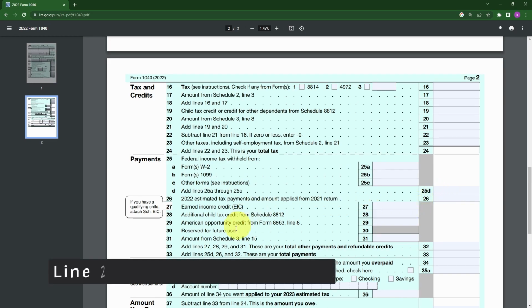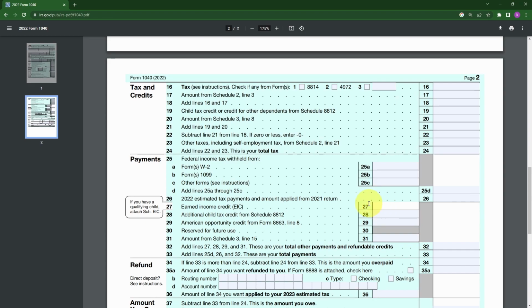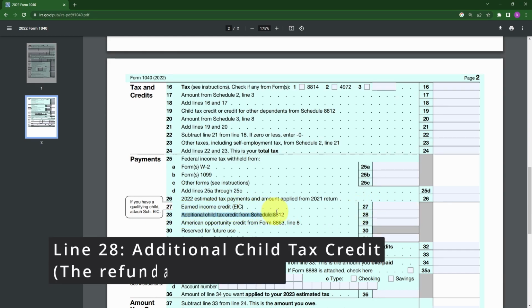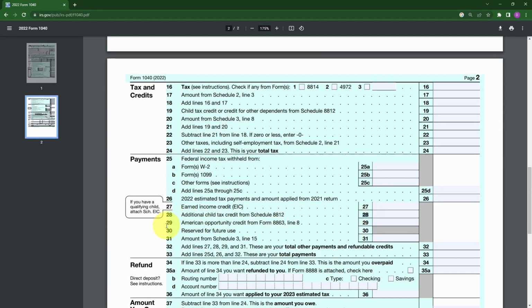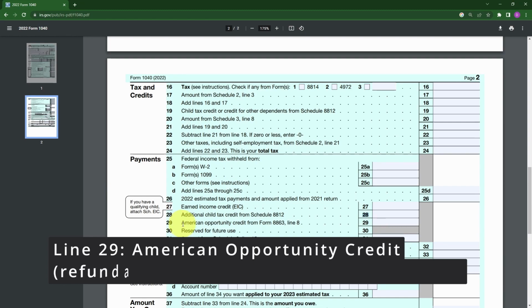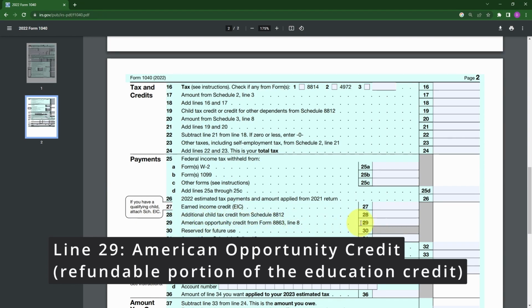Now, here's where it gets special. Line 27 has your earned income tax credit. So that's going to be listed here. If you have a refundable portion of the additional child tax credit, that's going to be listed on line 28. And if you have credits from education, the American Opportunity Credit, that's going to be listed on line 29.